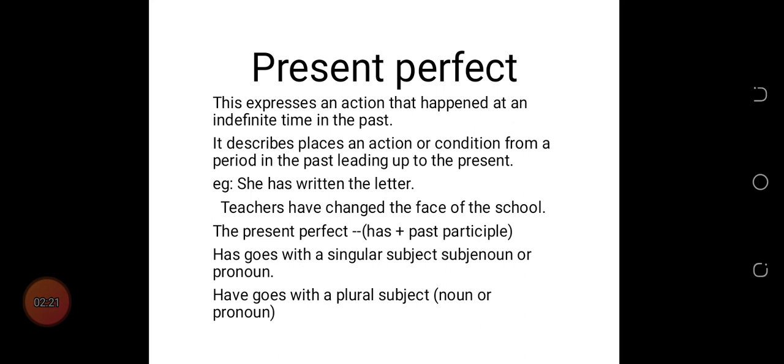All right. So with the example we have: she has written the letter, and teachers have changed the face of the school. Now, using this has and have, this is one thing we should also pay close attention to. When you introduce a singular subject, a singular noun or pronoun, it should take the auxiliary verb has. And when you introduce a plural subject, you should take the verb have.